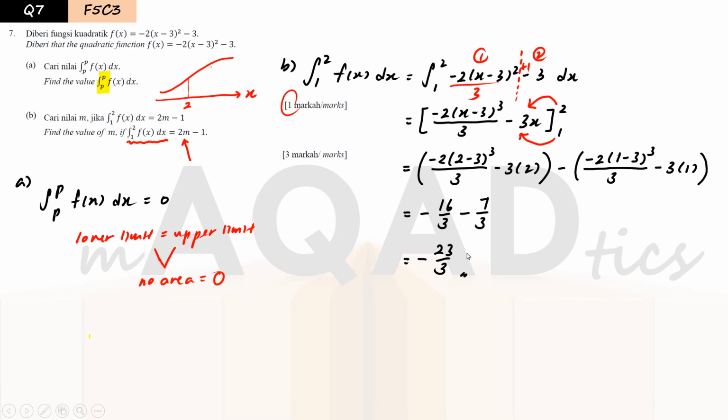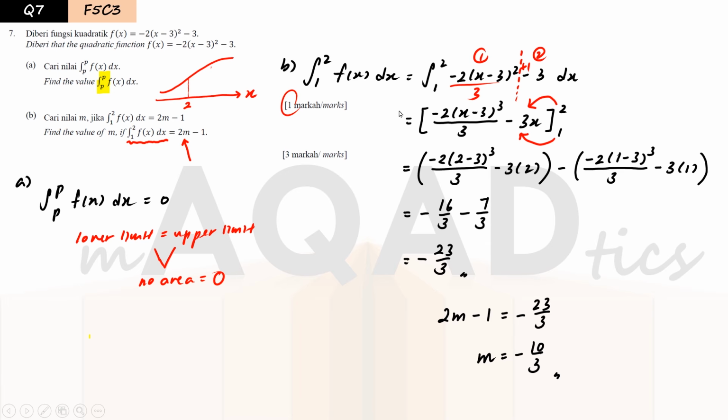But please do not stop here because we still need to find out the value of m. We are not finding out the value of the integral only. So we're going to equate this value with the 2m minus 1 here. I'm going to move the negative 1 to the other side and the 2 to the other side also, meaning divide by 2. Then you can get your m value is negative 10 over 3.